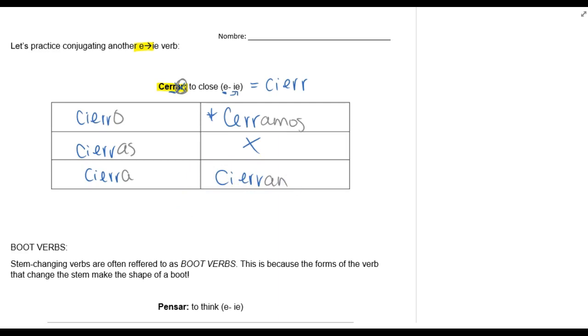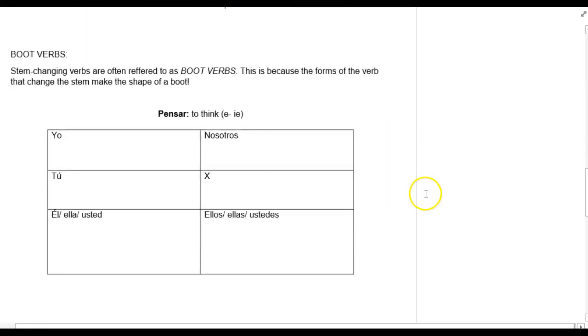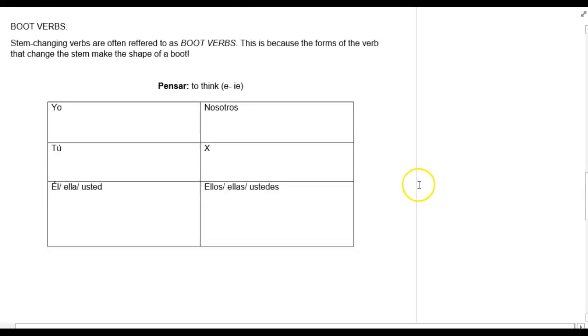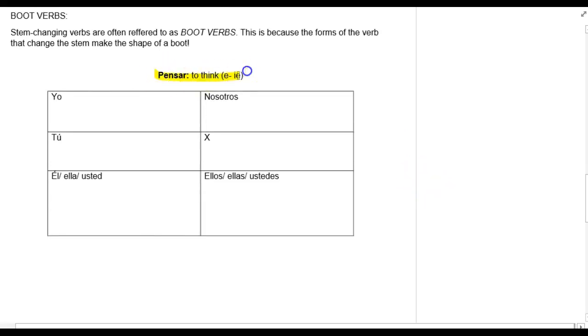Okay? So, again, if you look, this is the only one that follows the regular conjugation. The other ones follow the stem change. Now, this is why they are called boot verbs. So we're going to look at the verb pensar in this case. And again, it's another E to IE stem changing verb. And we're going to do the following. So again, it's an AR verb, so we're going to drop our AR. And then you change that E into an IE.